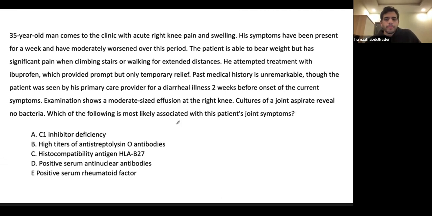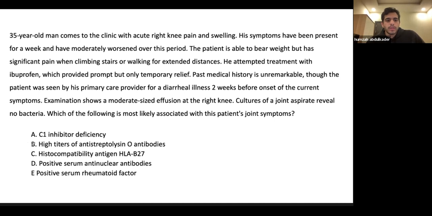A 35-year-old man comes to the clinic with acute right knee pain and swelling. His symptoms have been present for a week and have moderately worsened over this period. The patient is able to bear weight but has significant pain when climbing the stairs or walking for extended distances. He attended treatment with ibuprofen, which provided prompt but only temporary relief. Past medical history is unremarkable. The patient was seen by his primary care physician for diarrhea 2 weeks ago. Examination shows moderate size effusion of the right knee. Culture reveals no bacteria. Which of the following is most likely associated with the symptoms?